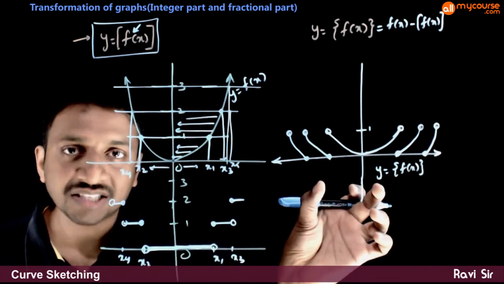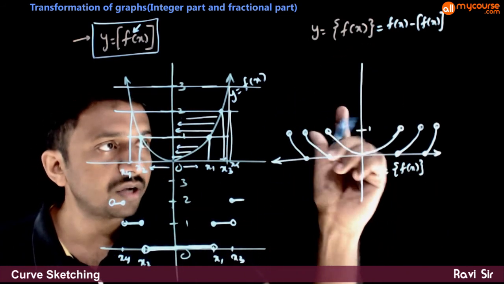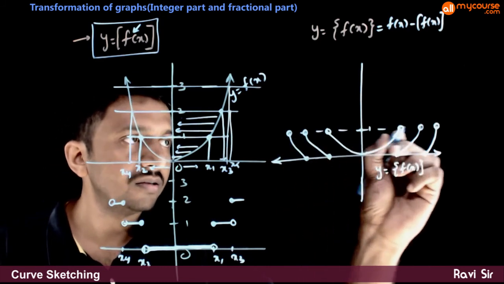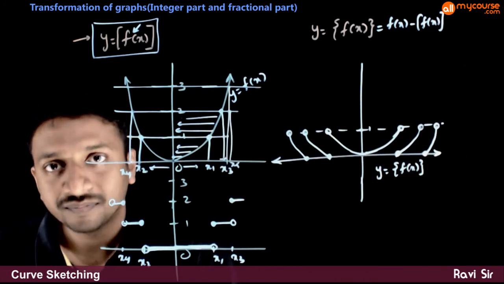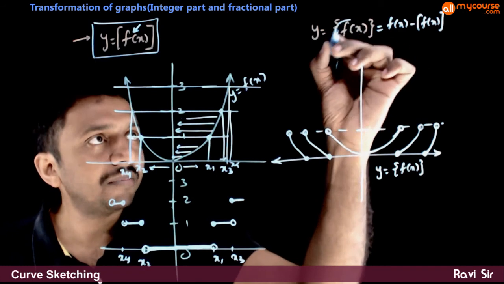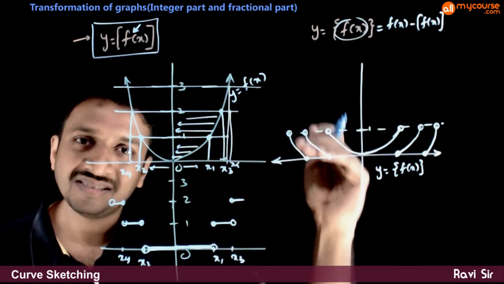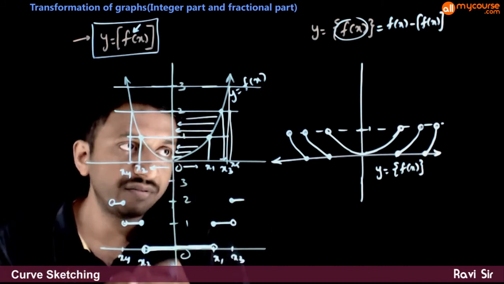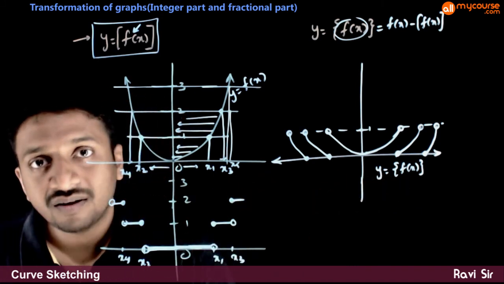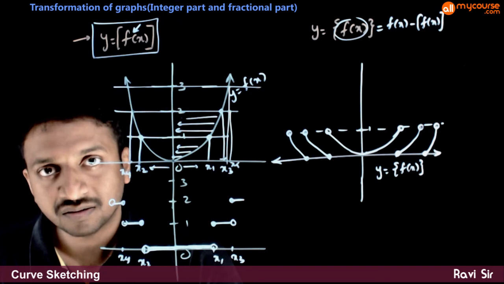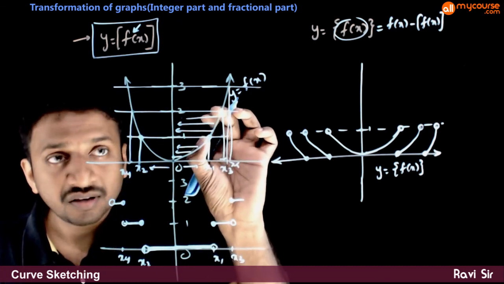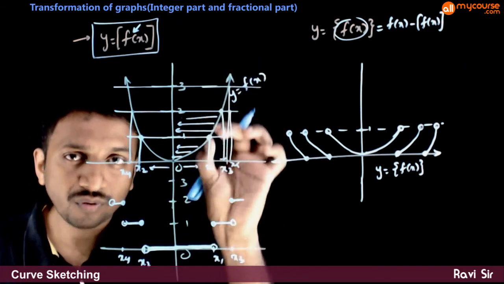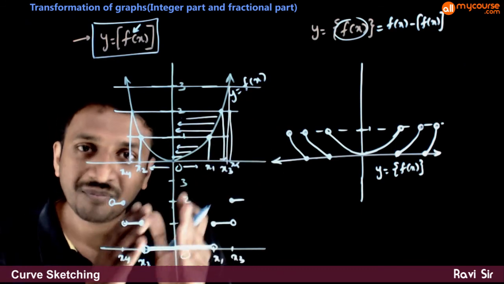As you can see, the fractional part of f of x values always lie between 0 and 1, because the fractional part of any number will always lie between 0 and 1. So this is the graph of integer part of f of x. This is the graph of fractional part of f of x. These graphs just move so that they come between 0 and 1.